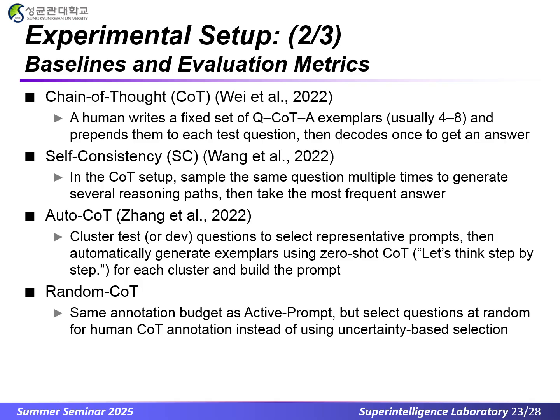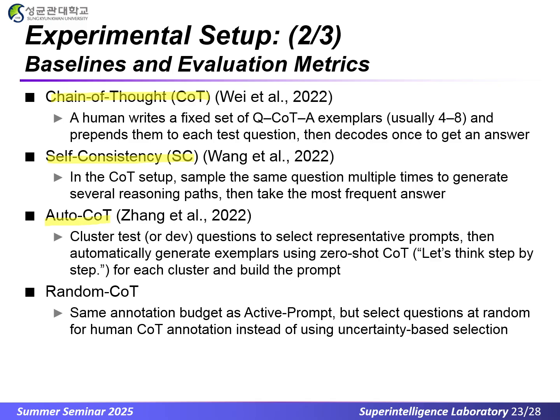For the evaluations, the authors compare active prompting against 4 strong baselines: COT, SC, auto-COT, random COT. Chain of thought uses a fixed set of 4 to 8 human-written QCOTA exemplars, adds them to each test question, followed by a single decode to produce an answer. Self-consistency samples the same question multiple times under the COT setup to generate several reasoning paths and selects the most frequent answer.